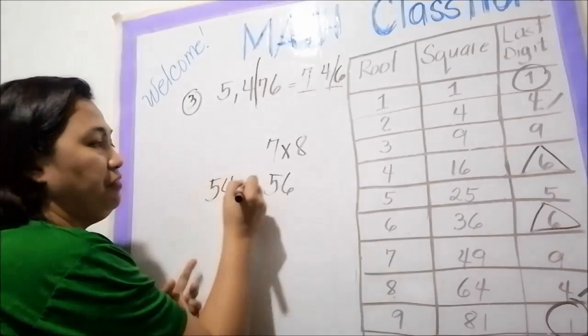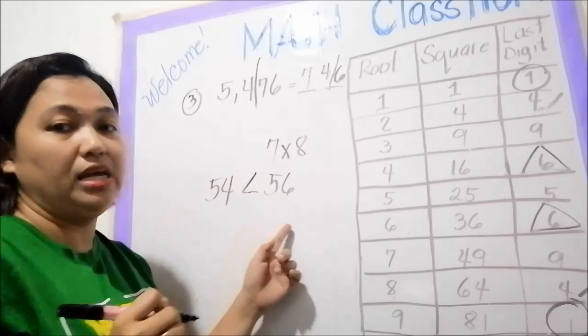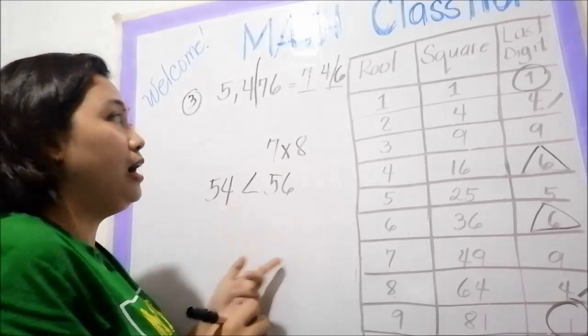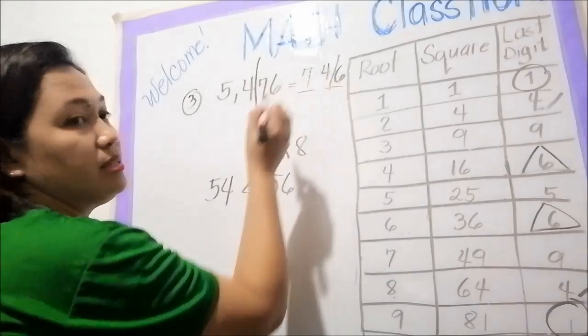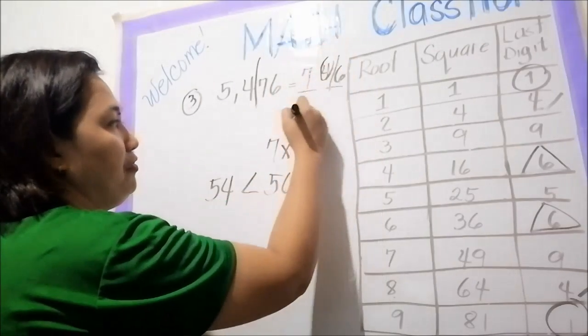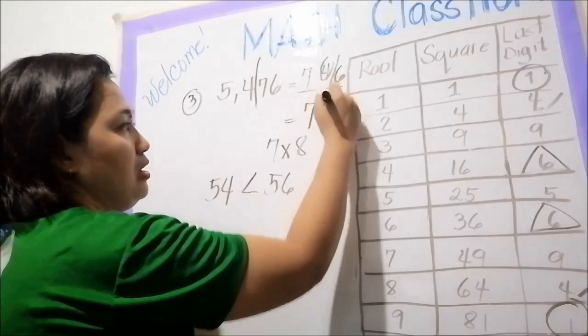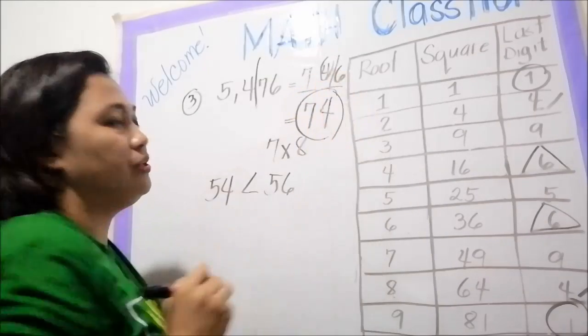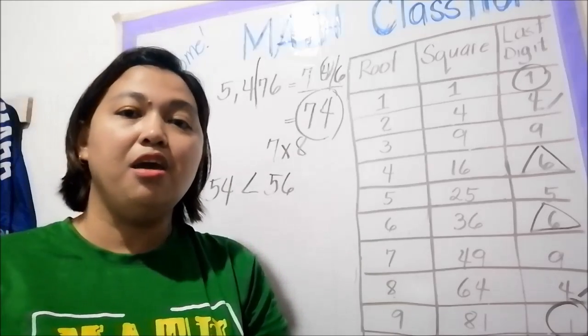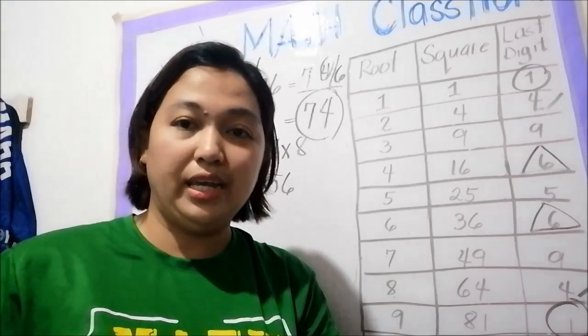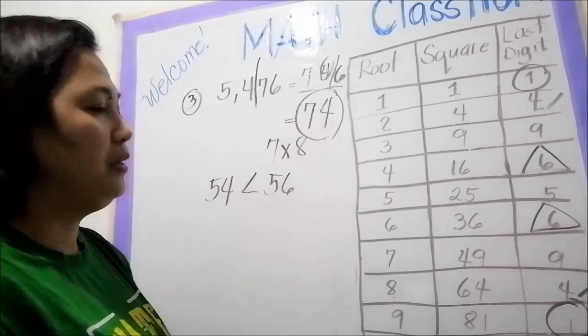So you have here 54, then 56. And we can say that 54 is less than 56. Now, which is lesser? 4 or 6? That is 4. Therefore, your final answer is 74. So the square root of 5,476 is 74. Did you get it? Okay, good.